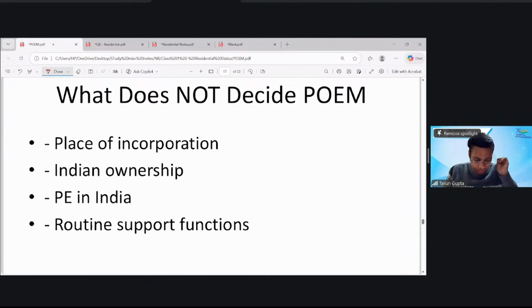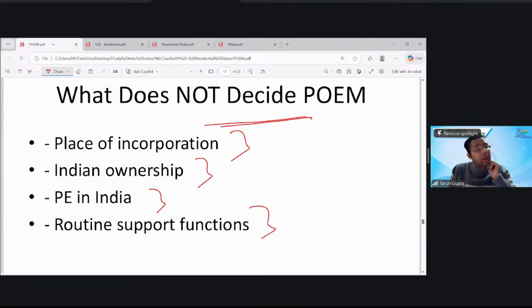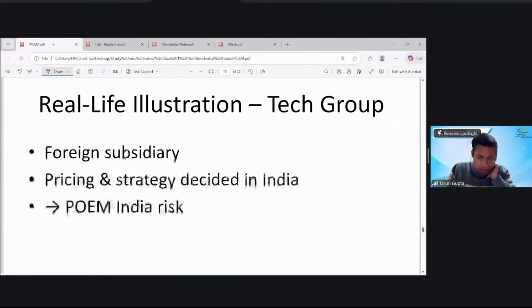What does not decide POEM? These are irrelevant factors: place of incorporation, Indian ownership, fee in India, duty and support function in India. These are not relevant. This is just to revise the concept for you.